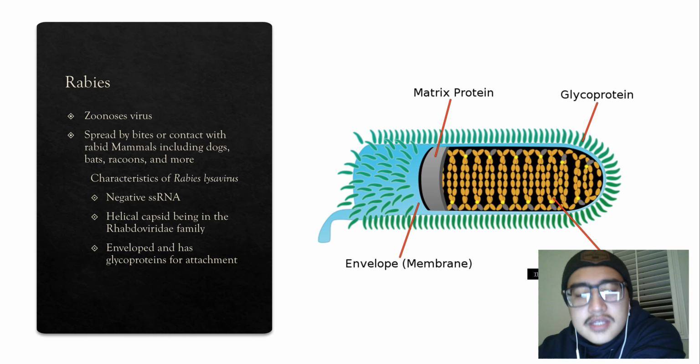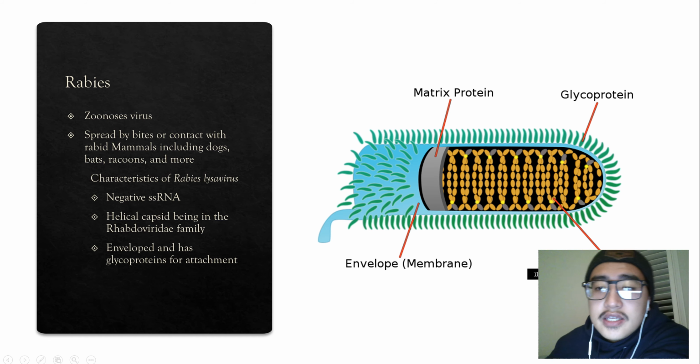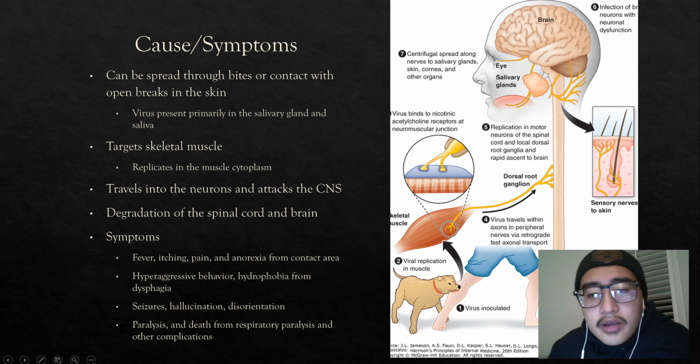The characteristics of the rabies lyssavirus is that it has a negative single-stranded RNA and it has a helical capsid, being a member of the Rhabdoviridae family, as you can see in the diagram to the right. You have a spiral shaped nuclear protein. It has an envelope as well and has glycoproteins that are used for attachment. So these attach when it enters the body.